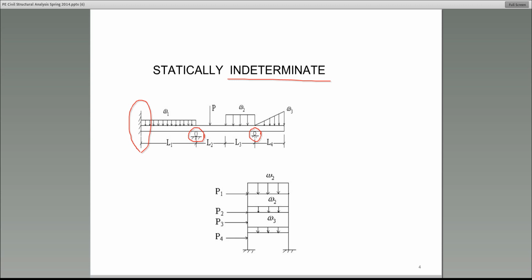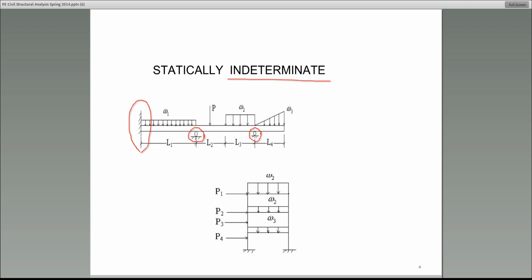So that's an indeterminate, but what you see here, three equations of equilibrium, five unknowns. If they give you this question, possibly they will ask you, what is the degree of indeterminacy? What's the degree of indeterminacy? And I'll tell you, this is how you calculate it.